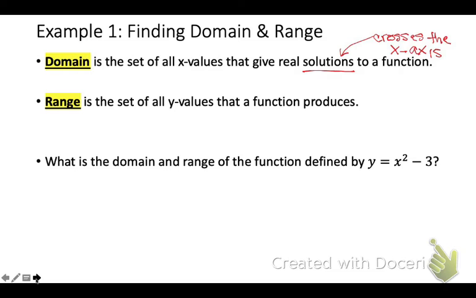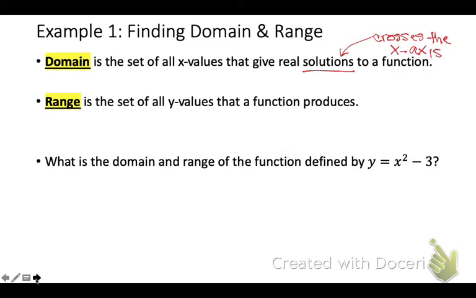Again, domain is the set of all x values that give us real solutions to a function. A solution is a zero, also known as an x-intercept, where it crosses the x-axis. Solution, x-intercept, zeros, all that means the same. Range is the set of all y values that a function produces. You put in a domain and you get out a range. You put in an x, you get out a y.